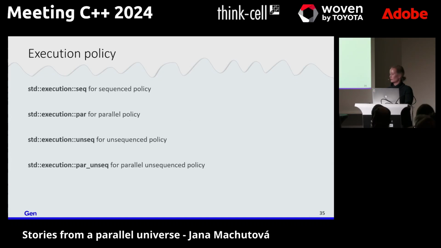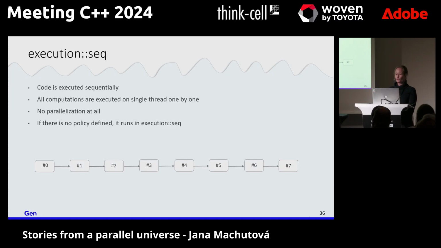So which are they? There are 4 of them. As I said, sequential and parallel, these are straightforward, but also unsequenced and parallel unsequenced. So the 4 of them, and I will go into showing the differences. The first one, I think everyone is familiar with: just sequential execution, one after another, all in a single thread, no parallelization. If you don't use any policy at all, it will run sequentially. You don't need to put that parameter in there.